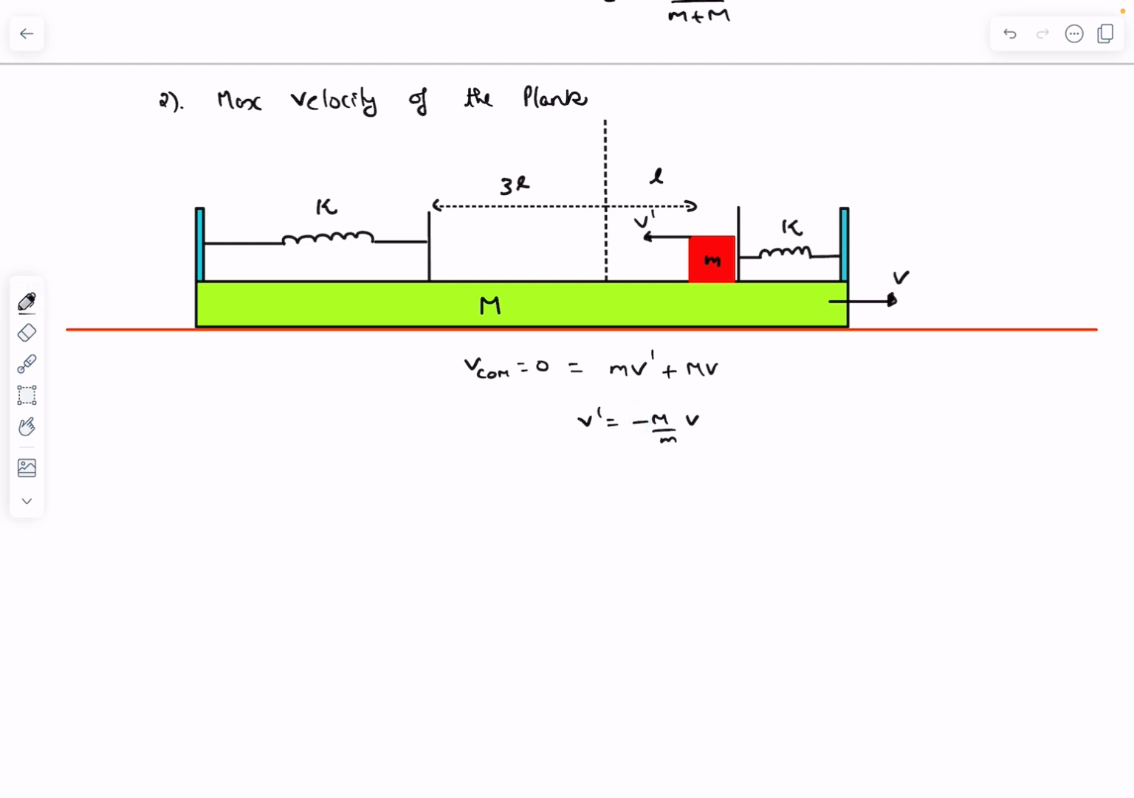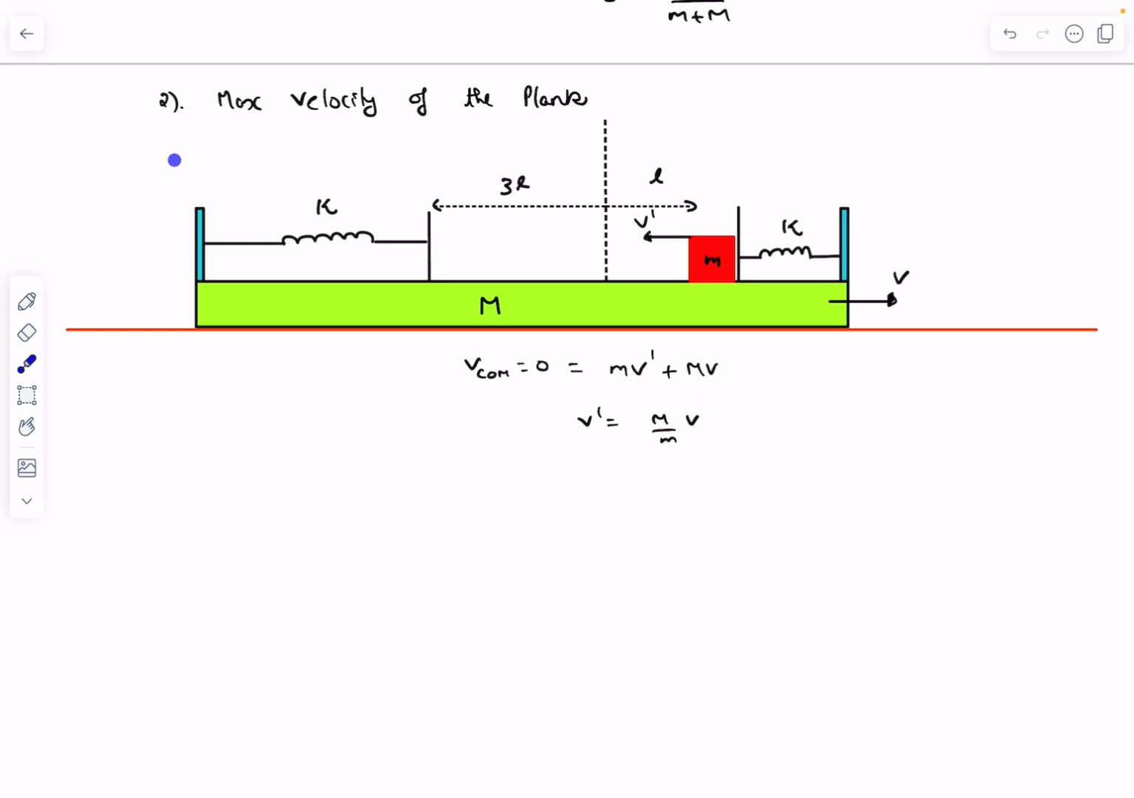So let's say this is V dash. V dash in terms of magnitude is equal to this particular value, so I'm just going to get rid of the minus sign. Now obviously here, if we want the maximum value of V, that will be achieved when V dash is also maximum, right?